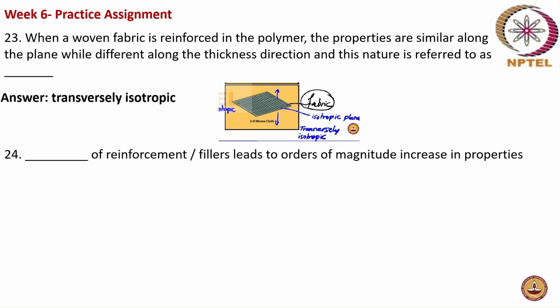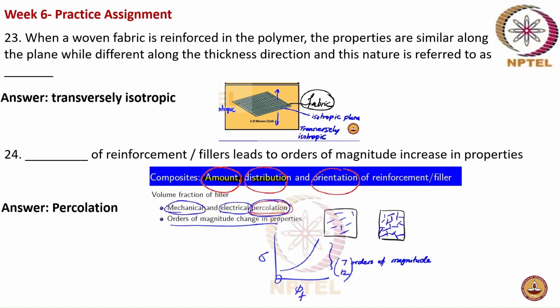Okay. Dash of reinforcement or fillers leads to orders of magnitude increase in properties. The filler amount should increase and reach a certain parameter. What is that term called? It's called percolation.